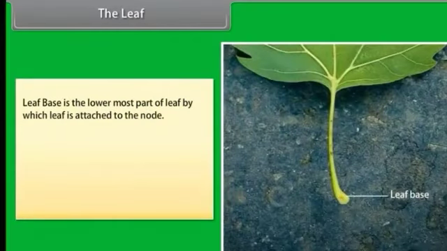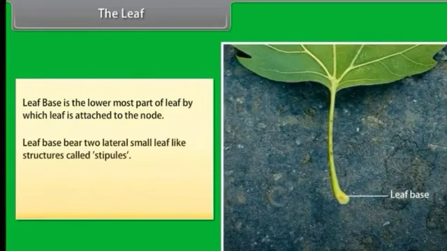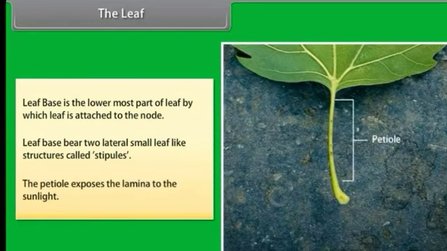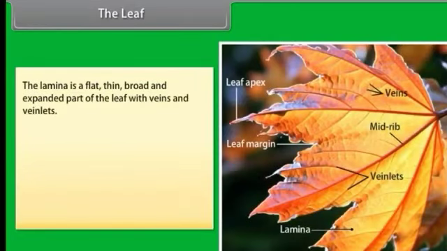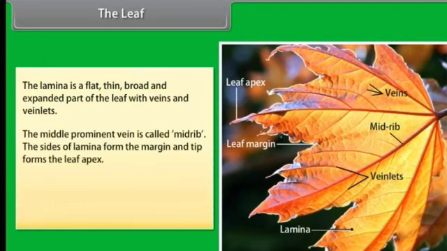We will be discussing the leaf. The leaf has its starting point at the leaf base, which is the lowermost part of the leaf. Through the leaf base, a leaf is attached to the node. Petiole is the stalk of the leaf. Leaf lamina is a flat, thin, broad, expanded part of the leaf with veins as well as veinlets.